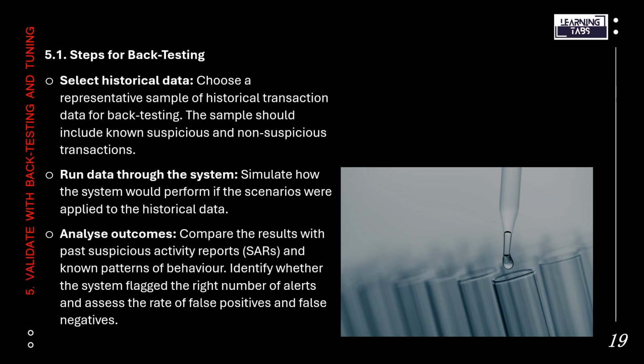Steps for backtesting. Select historical data. Choose a representative sample of historical transaction data for backtesting. The sample should include known suspicious and non-suspicious transactions. Run data through the system. Simulate how the system would perform if the scenarios were applied to the historical data.